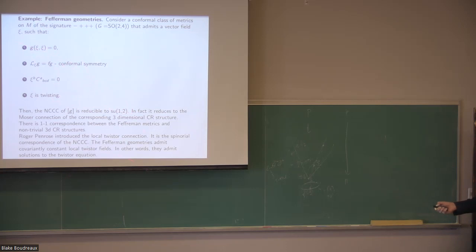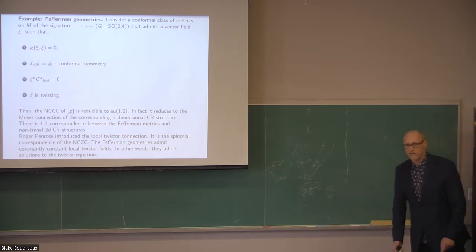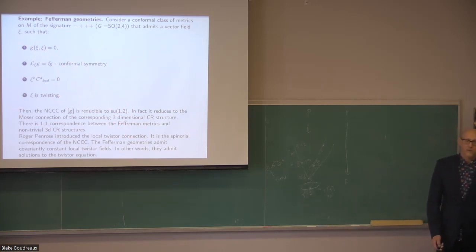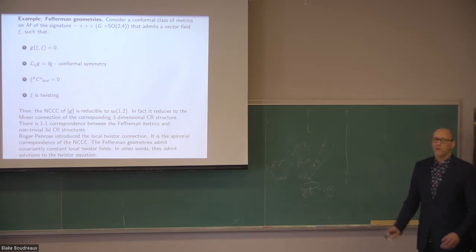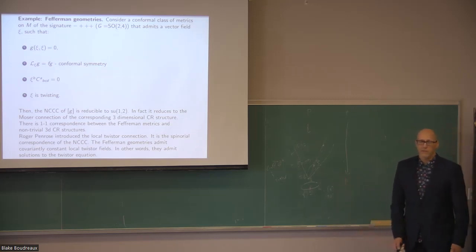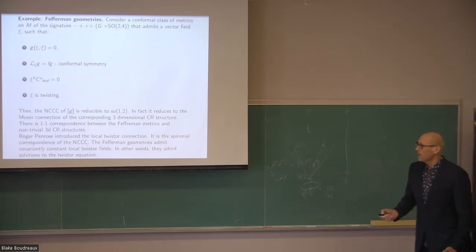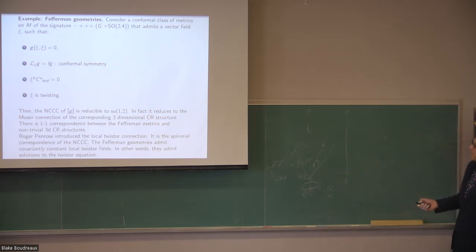Such metrics are in correspondence with so-called Fefferman metrics, which are known in a completely different discipline. These are so-called Cauchy-Riemann structures. If you embed a real odd-dimensional manifold in an even-dimensional manifold, then the structure defined on this manifold is known as a Cauchy-Riemann structure. And such metrics are used to describe those, in this case three-dimensional, Cauchy-Riemann structures.